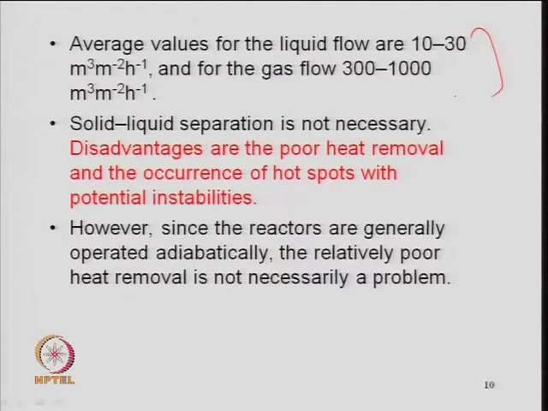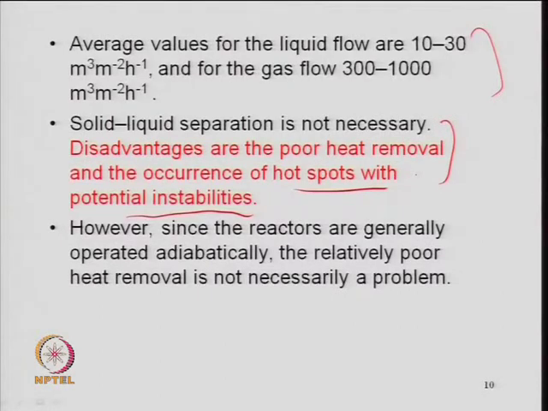Disadvantage is heat removal, because it is basically a packed bed reactor. So, heat removal is an issue. If the reaction is exothermic, then one needs to look at how to control the temperature, and the occurrence of hot spots within the bed brings potential instability. When heat removal is an issue and the reaction is exothermic, the problem is hot spot formation, where the temperature at a localized point may be very high, and that will damage the activity of the catalyst because of recrystallization, what I said, sintering phenomena.